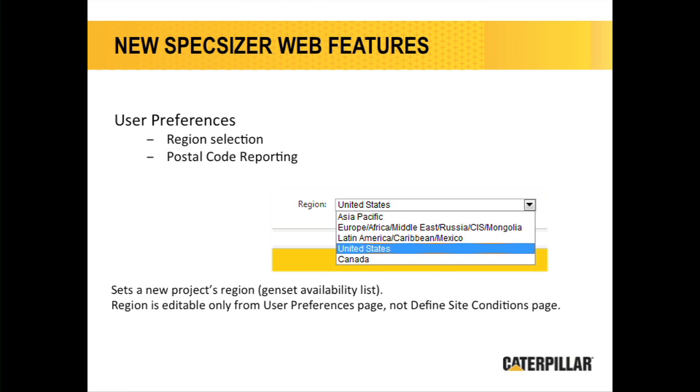navigation features. And I just want to skip over quickly here, again, some of the new features that we've got in the tool that I think are value added for the customer. And again, one of those is the region selection.